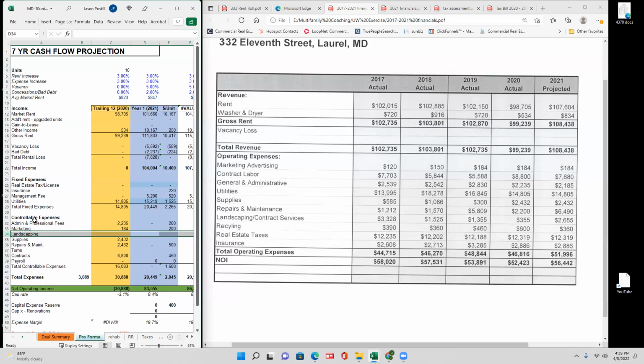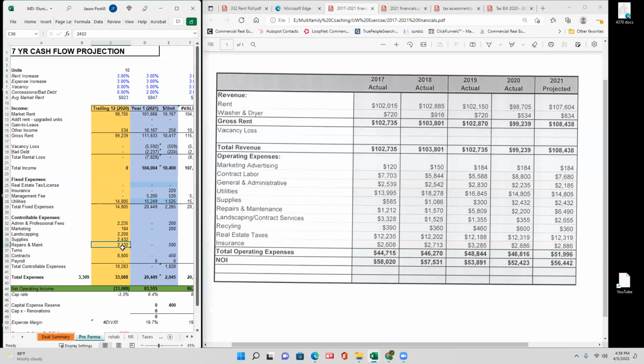Landscaping, what did they say? 2,200. Okay, so now we got recycling. That's 2,200. I see 355. Oh, that's landscaping. Where is there two of these? Repairs and maintenance is 22. Oh, you're right. But the landscaping is 355, which seems light. Dang, 355. We spend that in a month. But if you look at the other ones, they're higher.